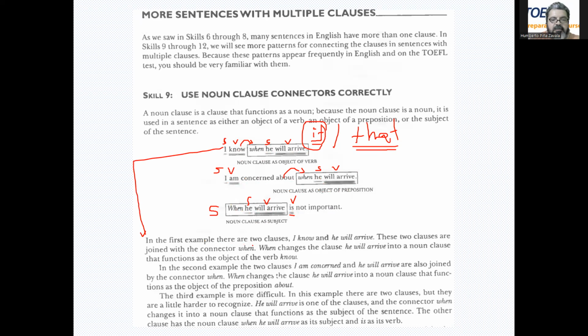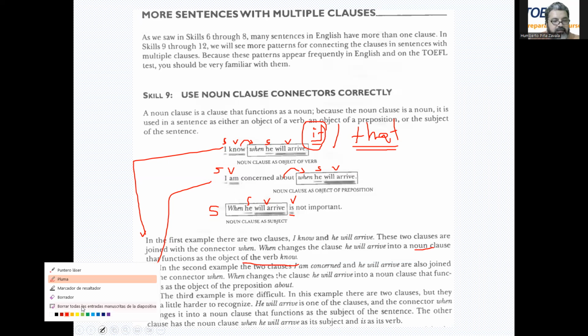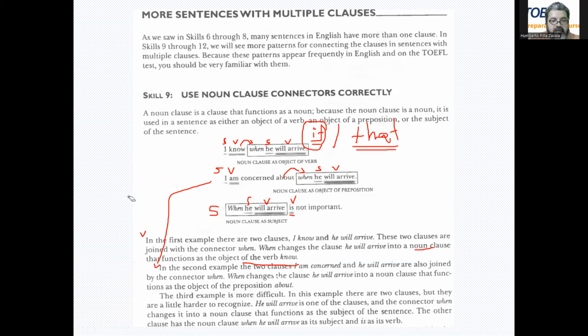So in the first example, there are two clauses: I know, he will arrive. These two clauses are joined with the connector when. When changes the clause he will arrive into a noun clause that functions as the object of the verb know. In the second example, the two clauses I am concerned and he will arrive are also joined by the connector when. When changes the clause he will arrive into a noun clause that functions as the object of the preposition about.